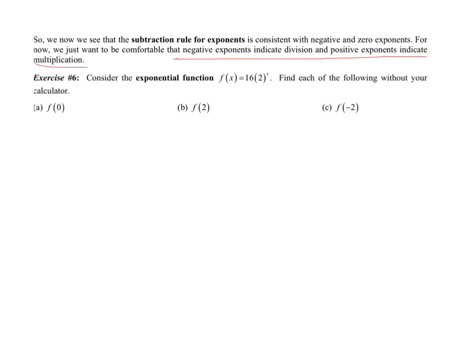So consider exercise number 6. Consider the exponential function f of x equals 16 times 2 raised to the x power. Find each of the following without using your calculator. This is a great review back from chapter 3. All we have to do is take f of 0, and 0 is in the x position, so we plug it in for x. So I'm going to get f of 0 equals 16 times 2 raised to the 0 power.